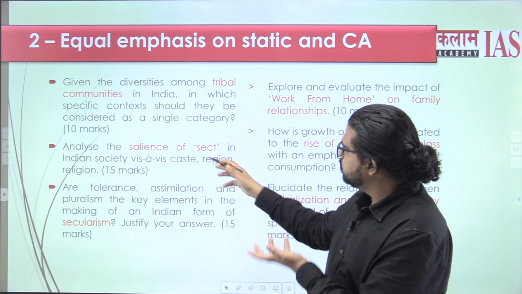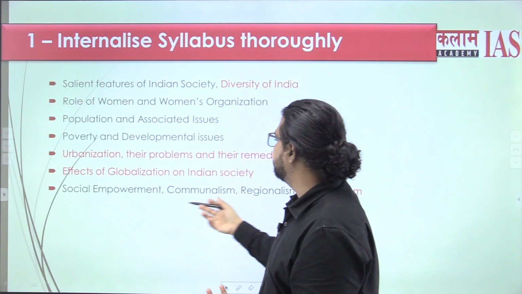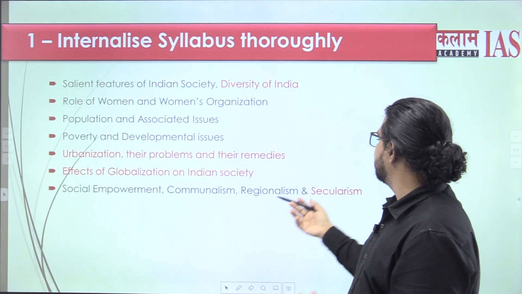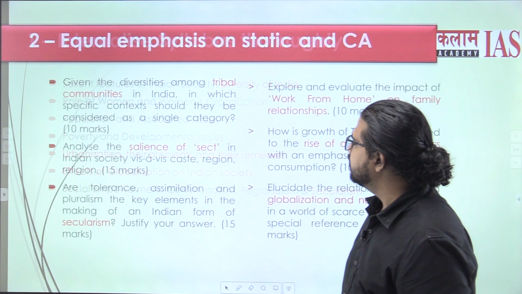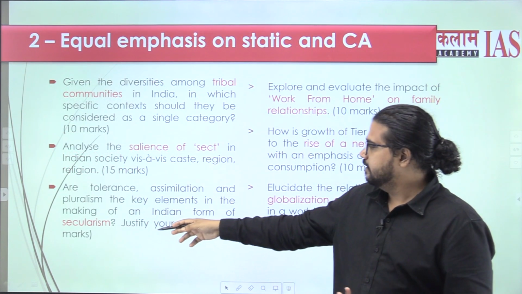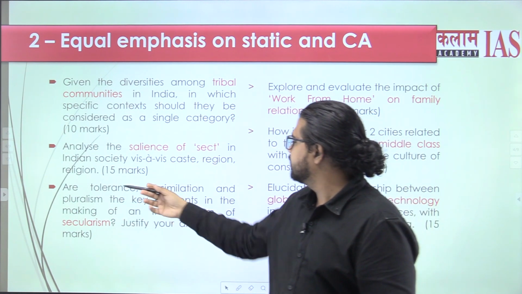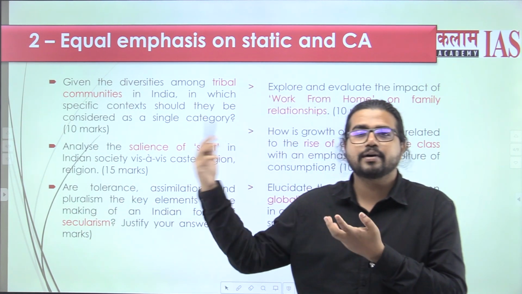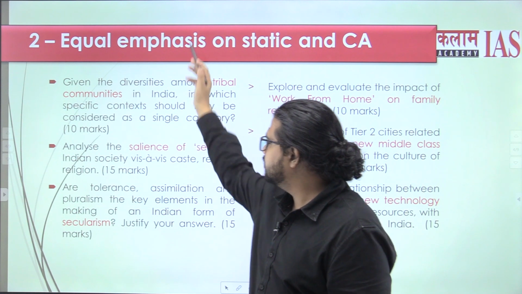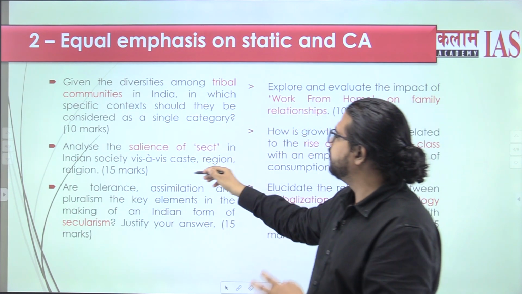So it is also taken directly from the syllabus, like communalism, regionalism, secularism. The third question you see here is on secularism: elements of secularism, tolerance, assimilation, pluralism are asked. So these 3 questions come directly from the syllabus.